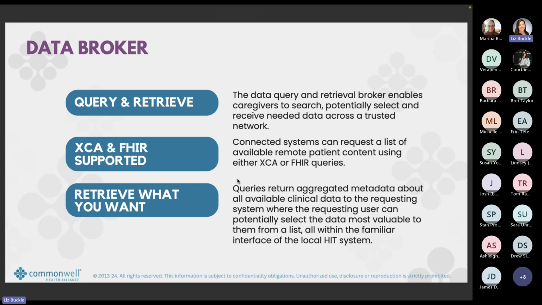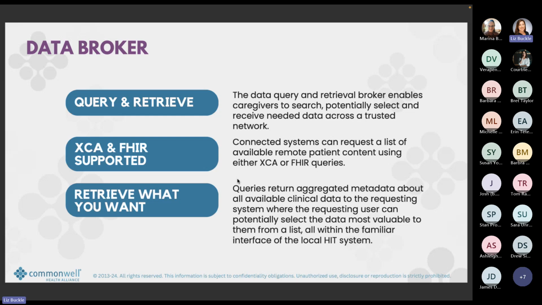So because of the MPI and the RLS working together, we are able to have a really strong data broker. This data broker is querying and retrieving on our members' behalf, on the connected providers' behalf. And so our members are able to send in one XCA or FHIR query, and then we return a document list of all of the documents that we've found that are available for that patient. And then the end users are able to retrieve what they want to retrieve. They can select a subset of those documents, or they can retrieve them all, often based on the configuration within their system.